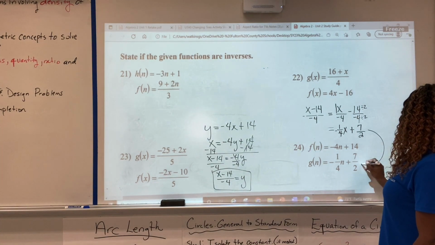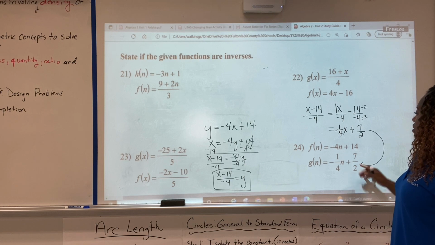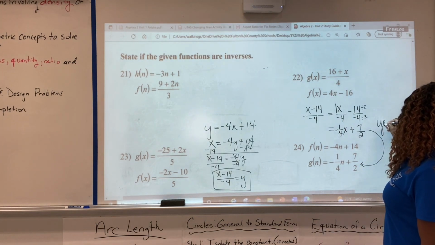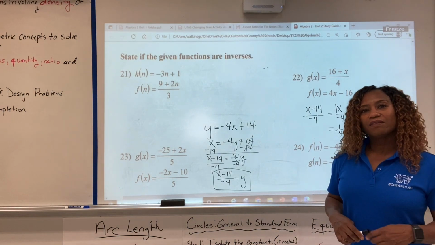Now don't these match after all? Negative 1/4 x plus 7 over 2. So since the inverse of this matches this function, the answer is yes, these are inverses of each other. All right, that's your study guide. Good luck on the assessment.